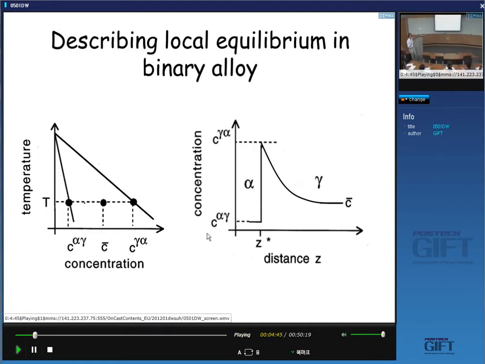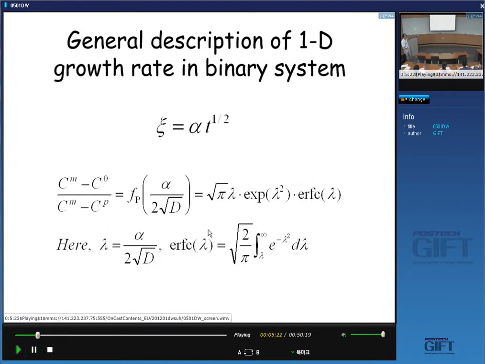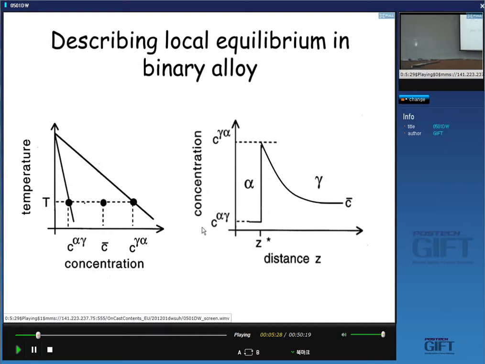So if we consider the growth of alpha into gamma, where the overall composition is C0, then the composition of the interface in the austenite side is given by this C gamma alpha, and the concentration of carbon in the product phase side is given by C alpha gamma. Then you can determine the supersaturation and put those values into the governing equation. Here, you can evaluate lambda. It means you can evaluate the parabolic growth rate constant and everything is solved. It's quite straightforward.